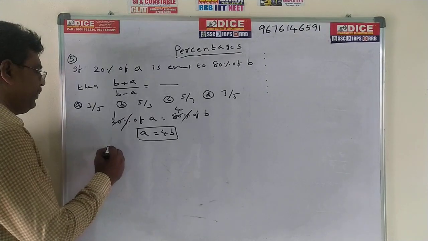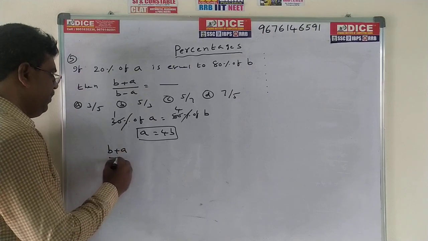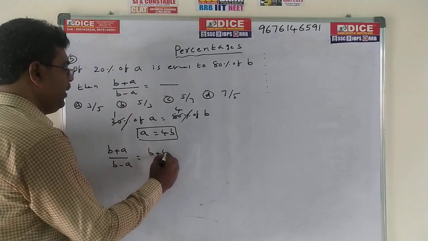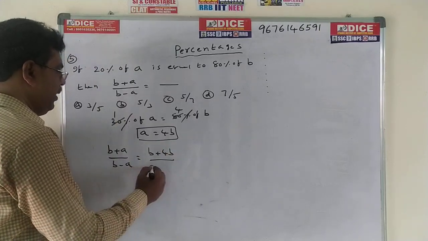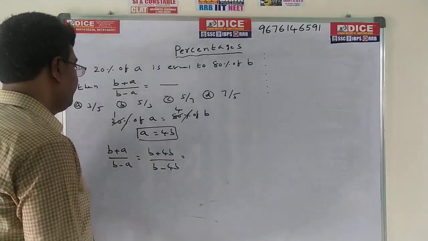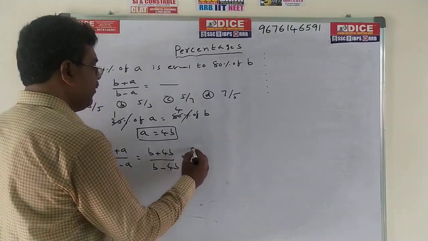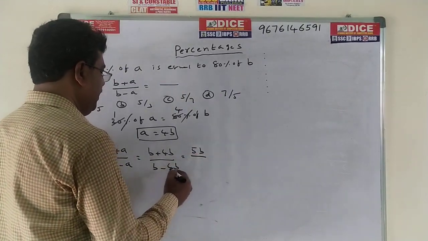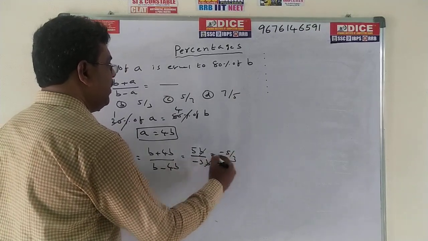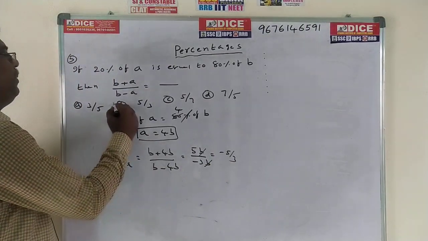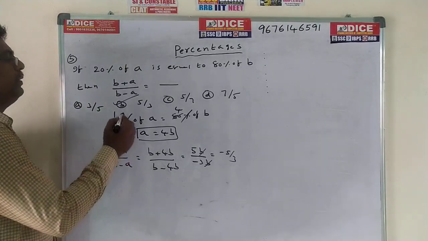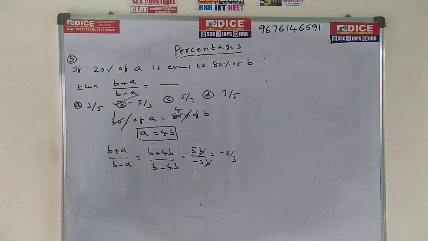Now take the problem. b plus a by b minus a. So b plus a means b plus 4b by b minus a means b minus 4b. So b plus 4b is nothing but 5b. b minus 4b means nothing but minus 3b. b cancel. The answer is minus 5 by 3. Here also negative. The answer is minus 5 by 3.